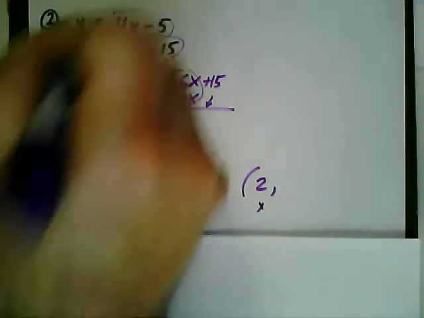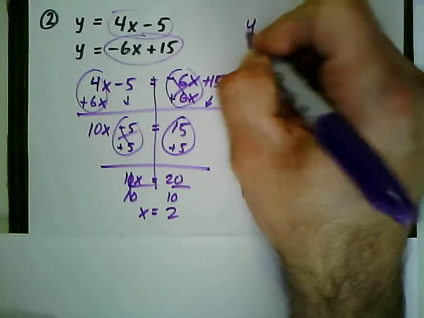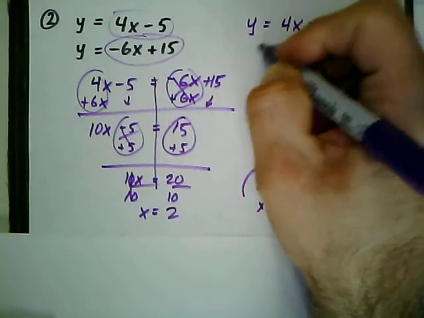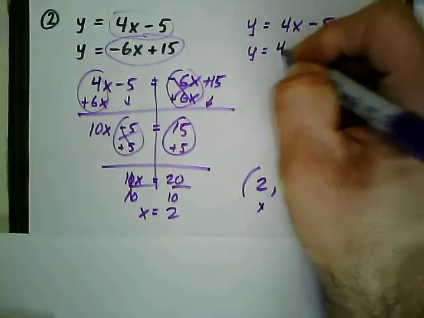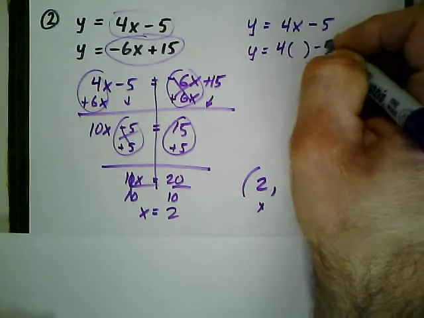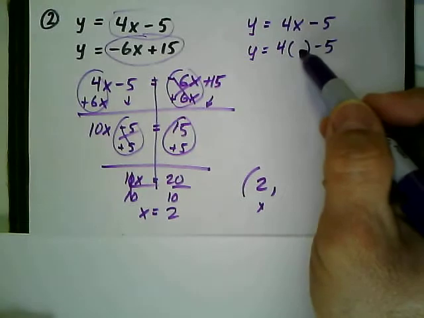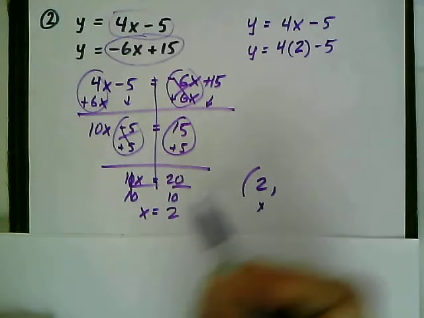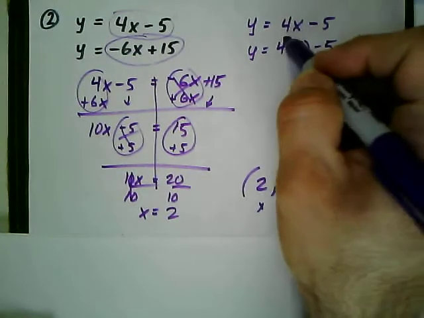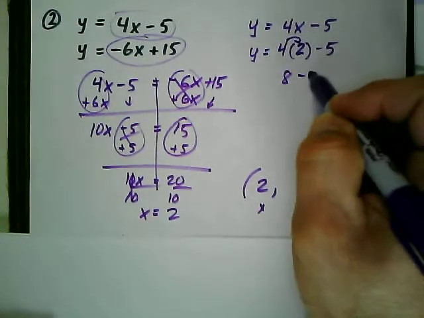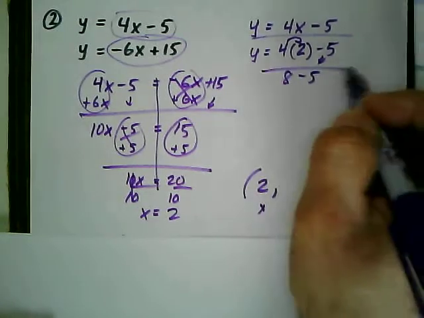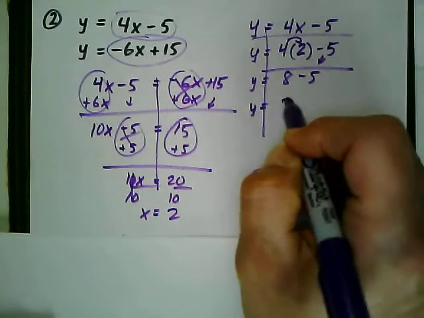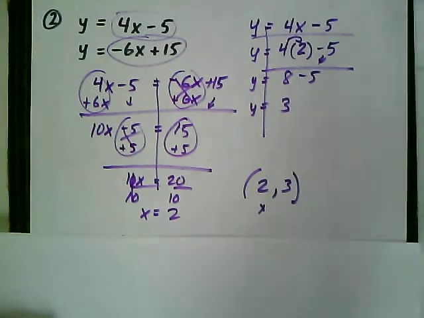Now we need that y value. Go back up. I don't care which one you decide to take. If you decide one looks easier than the other and you want to choose it, that's perfectly fine. All I did there was change the x to parentheses because I'm going to substitute that 2, because x is 2. So we can replace it now. 4 times 2 is 8. Bring down that 5. And 8 minus 5 is 3.